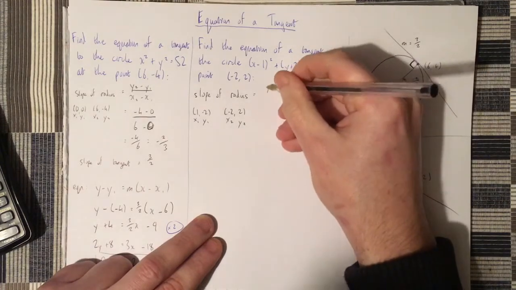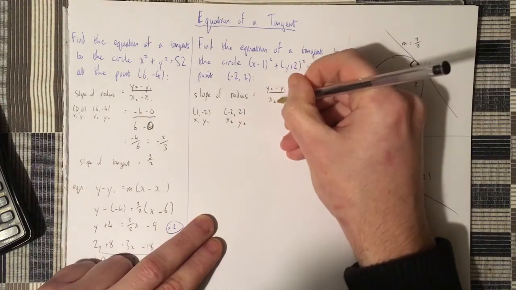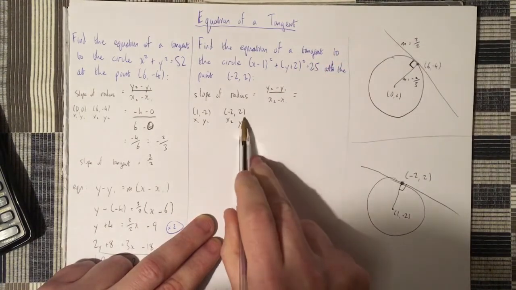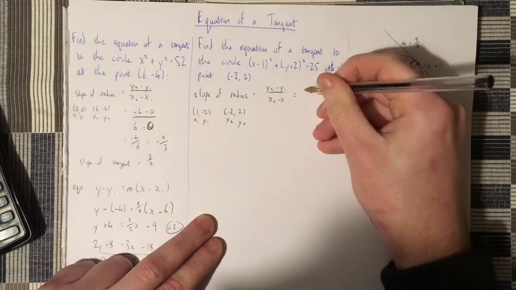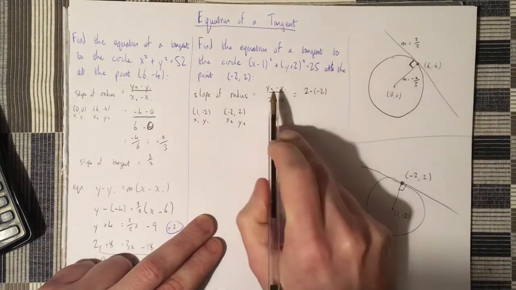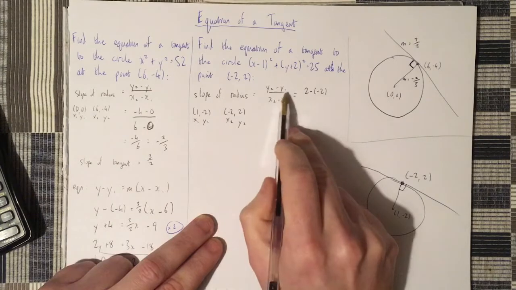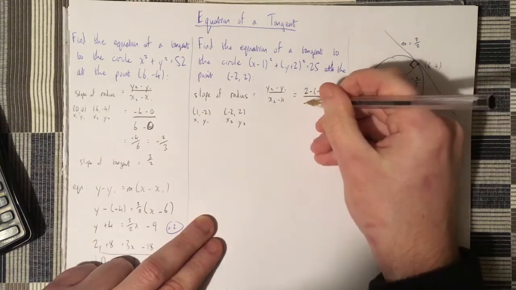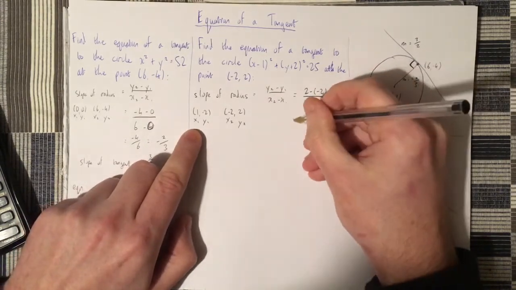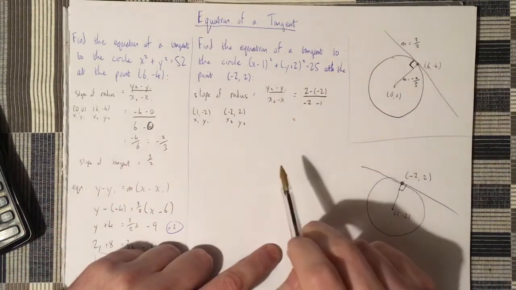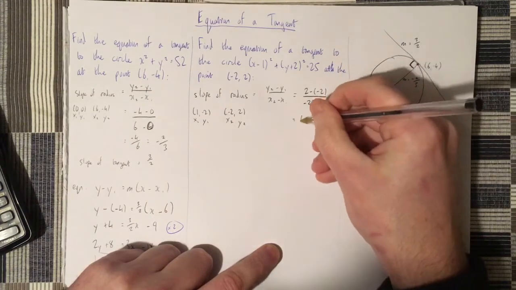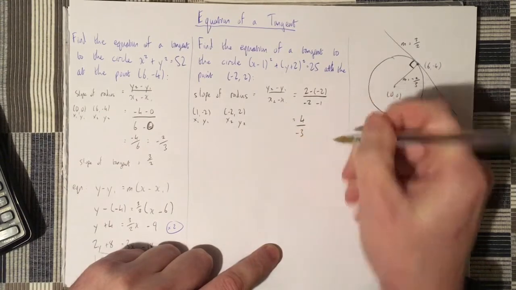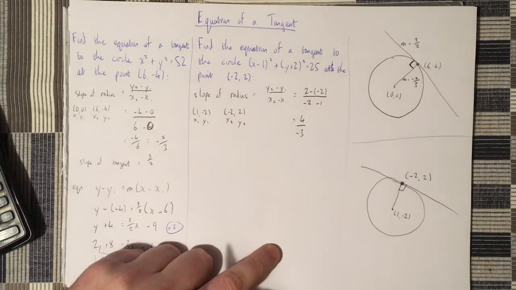So the slope of my radius, again, y2 minus y1 over x2 minus x1. So that's equal to y2 minus y1, so 2 minus minus 2. So just be careful there, there's a minus in the formula, and that is negative as well, so you end up with a double minus. x2 minus x1, so x2 is minus 2 minus 1. So 2 minus minus 2 is 2 plus 2 is 4. Over minus 2 minus 1 is minus 3. So that's the slope of your radius.